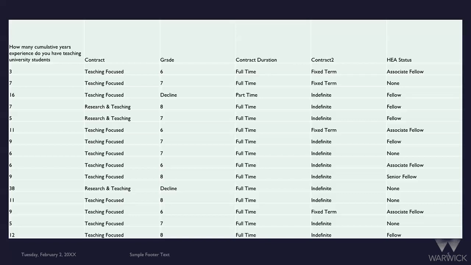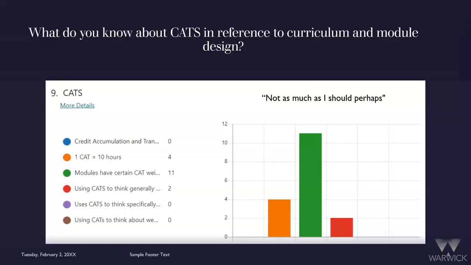And they didn't really know what CATs were about either. The most relevant thing here is that only 4 people responded to my open question, which was, what do you know about CATs in reference to curriculum and module design? And I had follow-up probing questions. Only 4 people specifically knew that 1 CAT should equal 10 hours, and that was a fundamental part of appropriate curriculum and module design. More people, 11 out of 15, had an understanding that there was some kind of relationship, but only 2 thought about this in the most general sense, and nobody reported thinking about this in any detail.